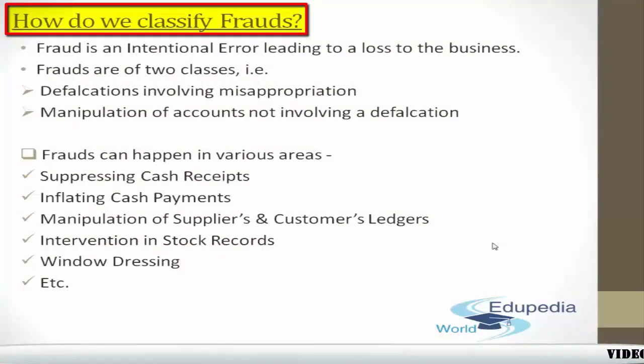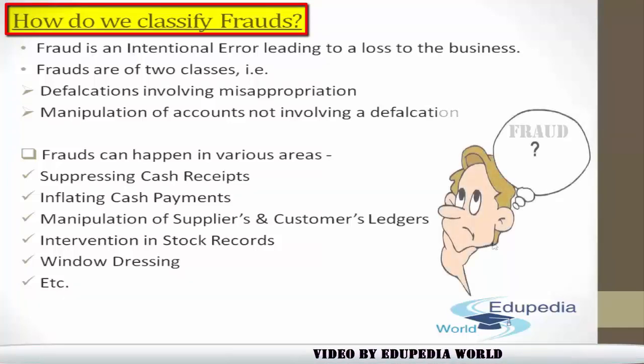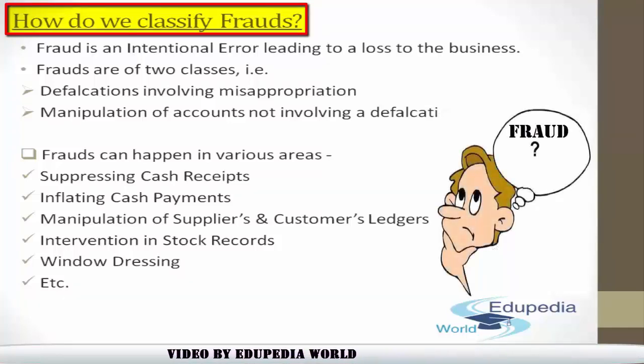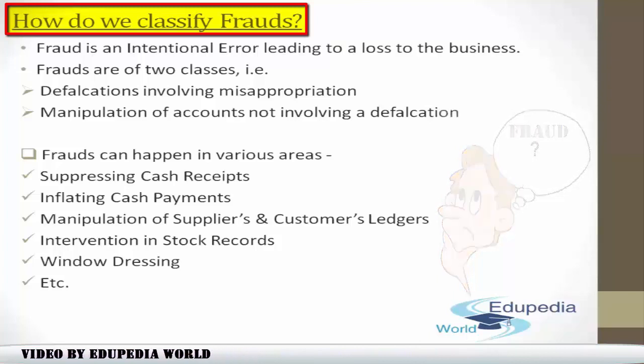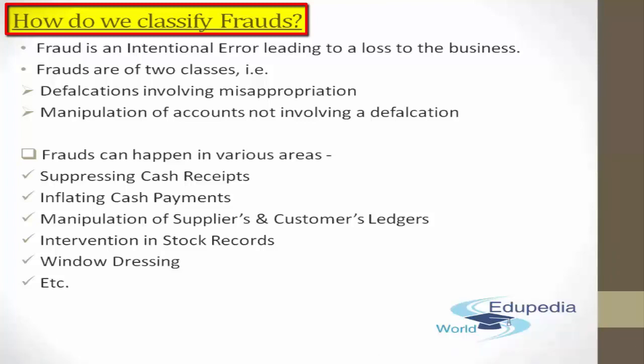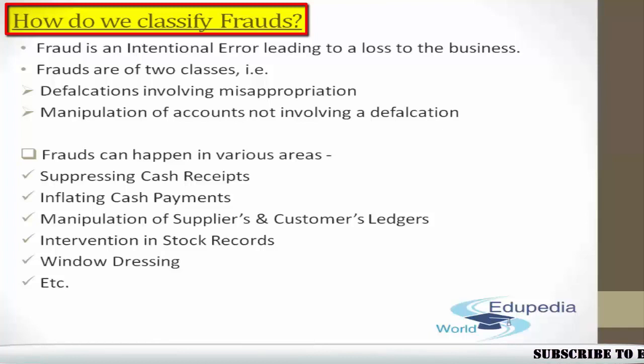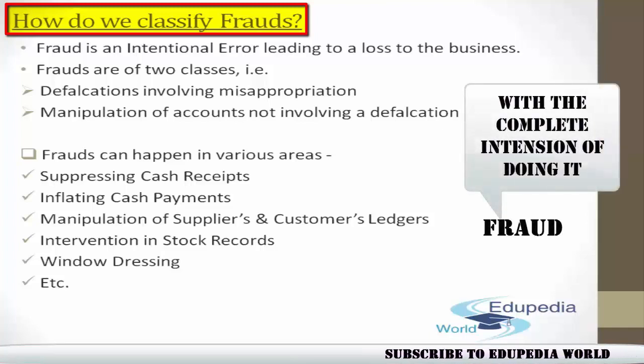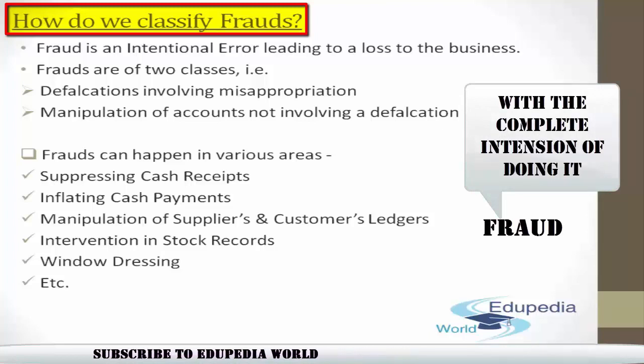Before we move towards the classification of frauds, let's understand what fraud actually means. First, let's test your knowledge. Guys, there is a difference between a fraud and an error. What is that particular difference between the two? Think about it. This is something very common. Fraud is something done with the complete intention of doing it. Error is something done unintentionally.